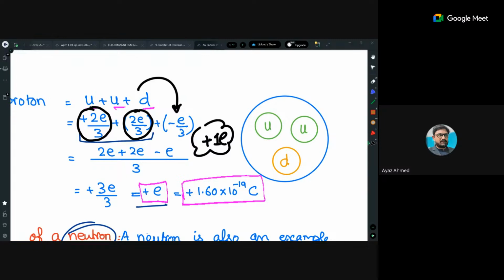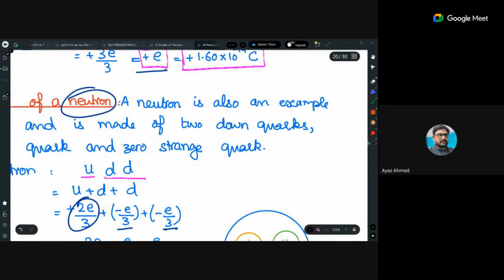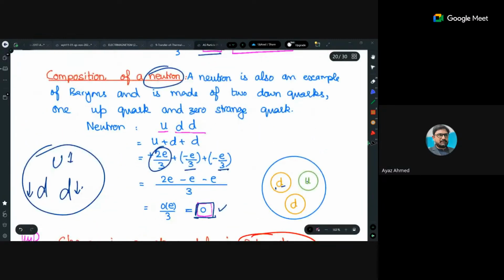That's all. Okay, now I will talk about the quark composition of a neutron. You know a neutron has zero charge, so it must consist of those quarks which combined give zero charge. The quark composition of a neutron is UDD. UDD means one up quark, two down quarks.